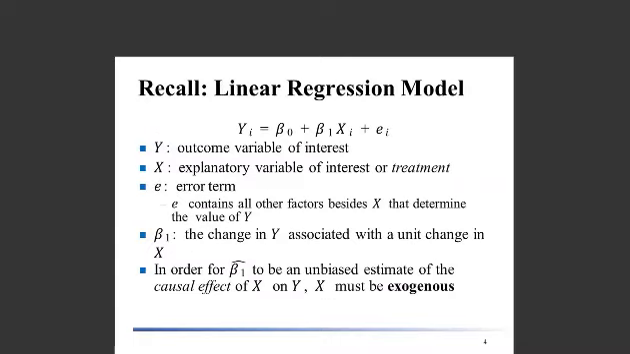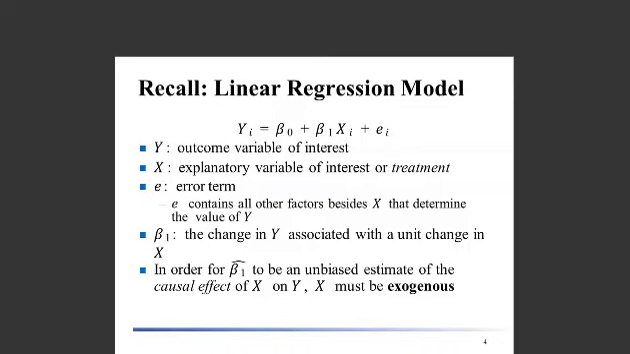So recall a linear regression model where Y is the outcome variable of interest, X is the explanatory variable of interest or treatment, E is the error term. E contains all other factors besides X here that determine the value of Y. Often the parameter of interest is beta 1, where beta 1 represents the change in Y associated with a unit change in X or in treatment.